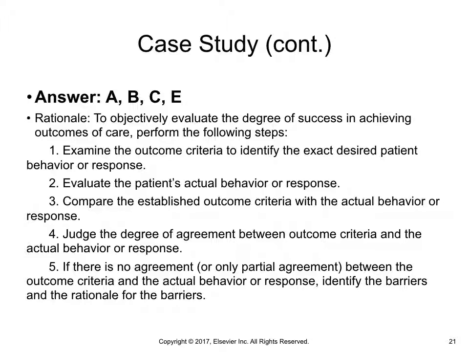4. Judge the degree of agreement between the outcome criteria and the actual behavior or response. And 5. If there is no agreement, or only partial agreement, between the outcome criteria and the actual behavior or response, identify the barriers and the rationale for the barriers.